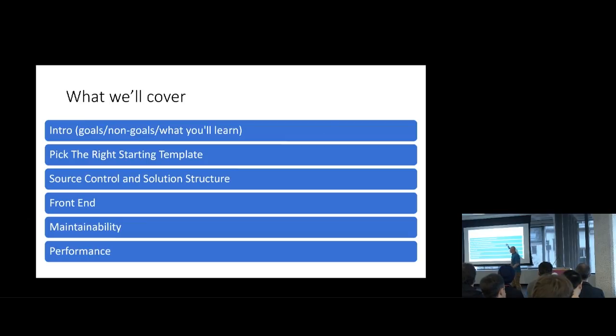So the things I'm going to work through: the starting template, source control, and solution structure, how I would structure a solution. Every single developer, every shop will do it differently, but I'll show you some tips of how to set that up. Then we'll look through some standard things, the front end, what's there, and how we can improve on it. Maintainability, setting up a project so that you can continue to maintain and evolve it over time. And then a few things that we can turn on for performance.